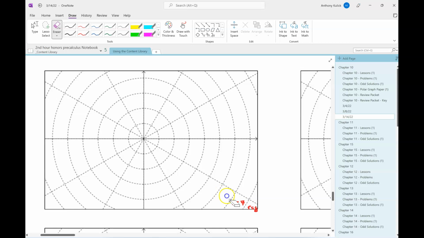I'm going to erase this and get it out of here because it's going to get pretty busy pretty quick. So this first line and the diagonal lines here are representing our angles. So this is like pi over 3.